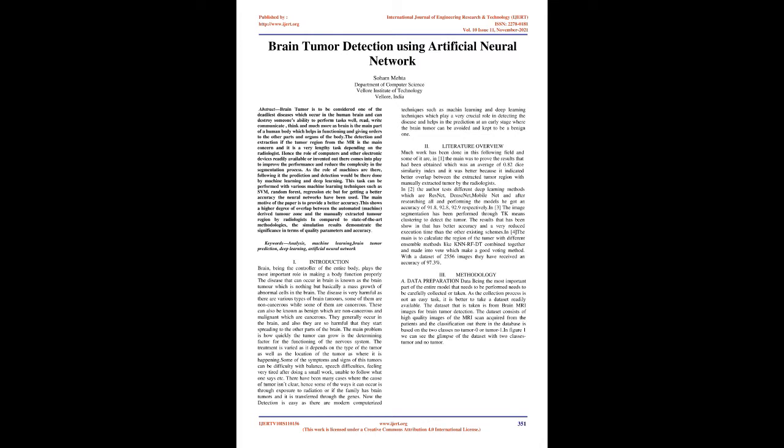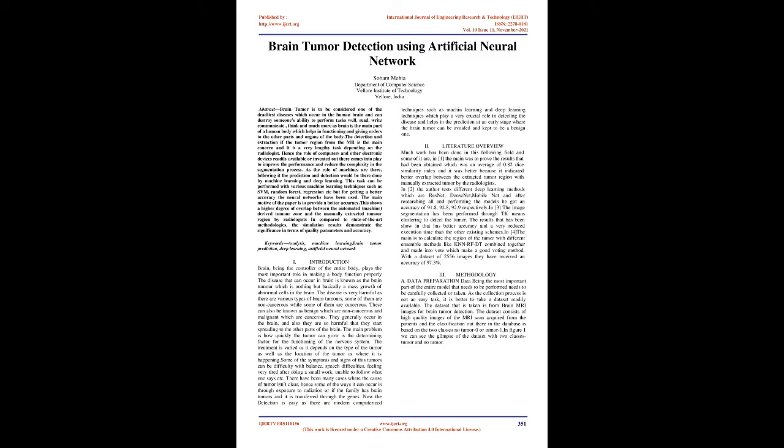As machines have a role here, the prediction and detection would be done by machine learning and deep learning. This task can be performed with various machine learning techniques such as SVM, random forest, regression etc., but for getting a better accuracy the neural networks have been used. The main motive of the paper is to provide a better accuracy.